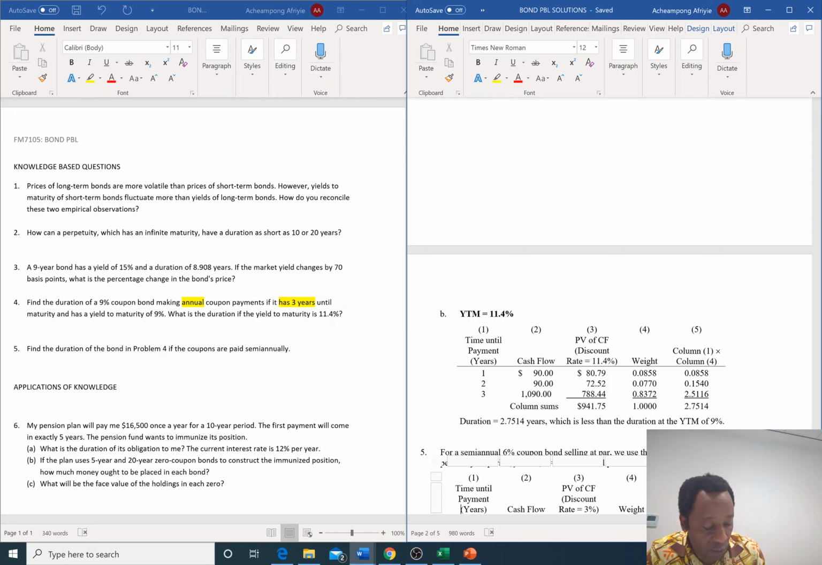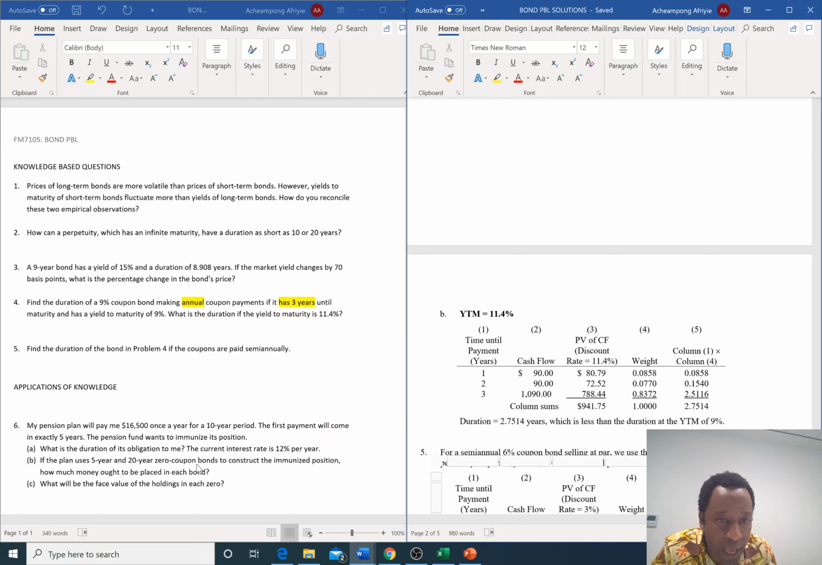2.4699. We know why it's not the same as 2.7514. Right? So we just have to multiply that by 1.114, because that's our yield to maturity, isn't it? And then enter, and then I think my calculator is saying 2.7514. Tell me if it is right. It is, isn't it? Good. So having a calculator is quite handy.